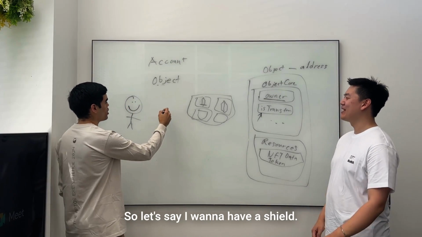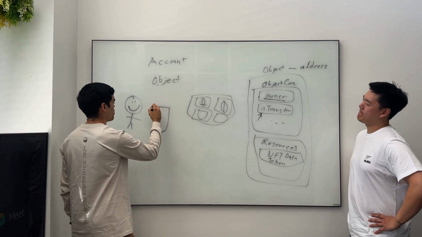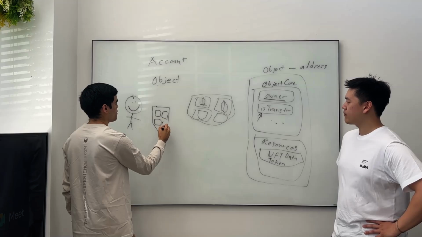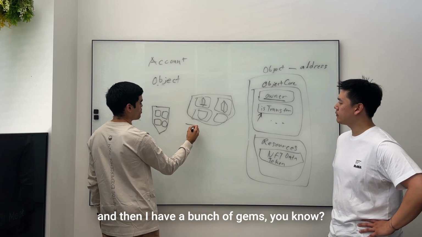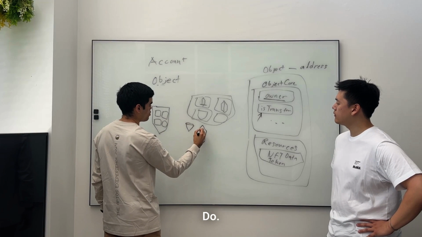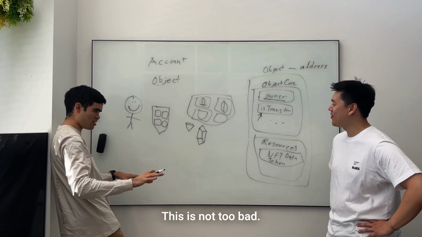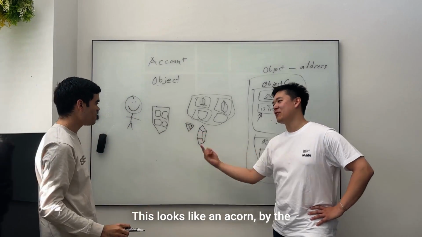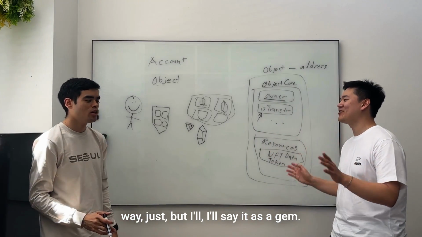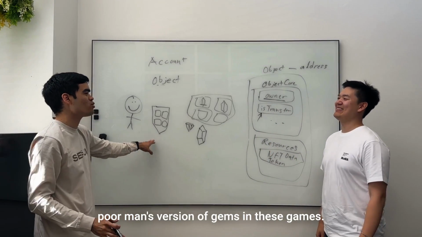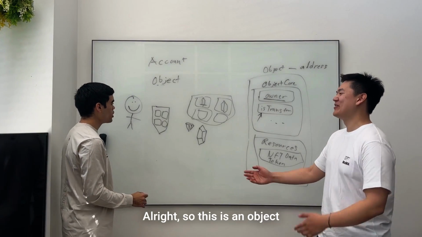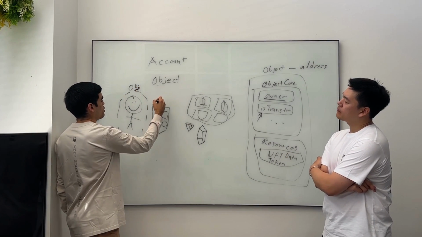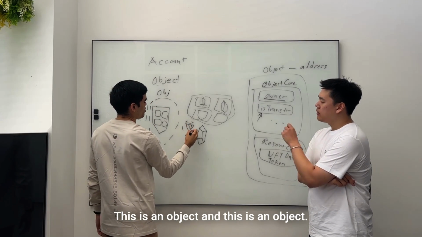So let's say I want to have a shield, and the shield has a couple slots, 4 slots in it. And then I have a bunch of gems, a couple gems that I can put in. This looks like an acorn, by the way, but I'll say it's a gem. Usually there's a poor man's version of gems in these games. All right, so this is an object, this is an object, and this is an object.